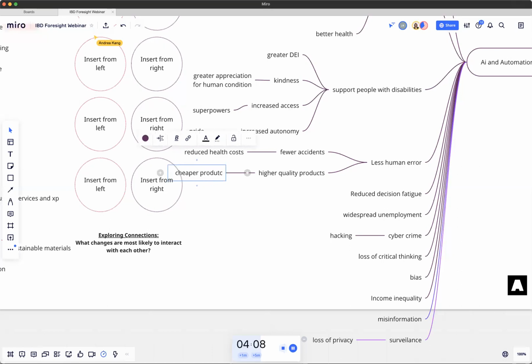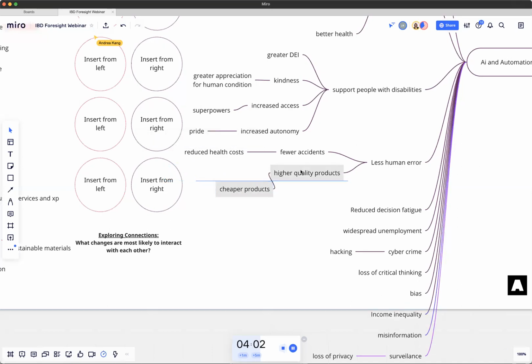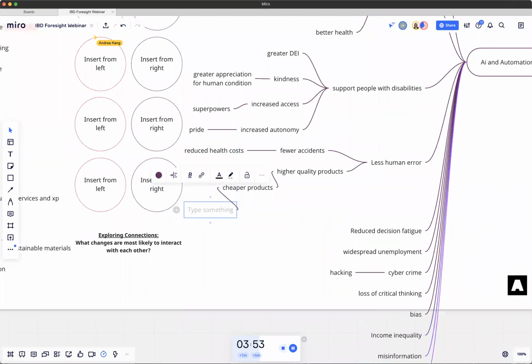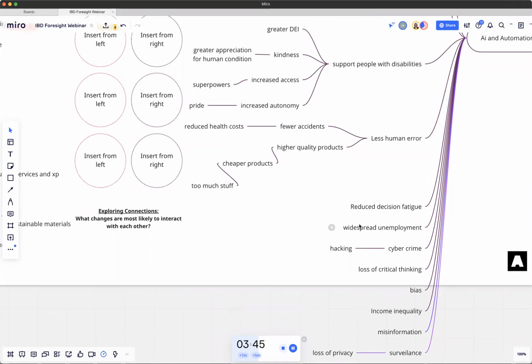What happens in a world where AI can crank out a bunch of cheaper products? Do we wind up with just too much stuff? Yeah, probably. Yeah, I think just overproduction. Yeah. AI Amazon, nice. I like that.